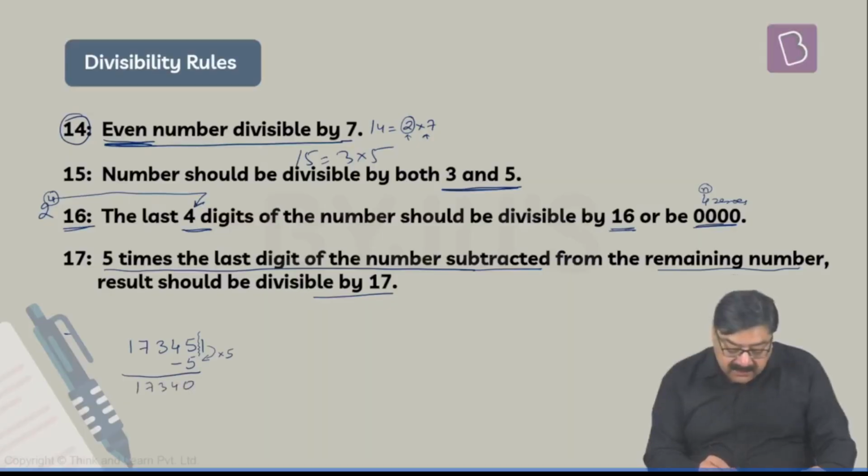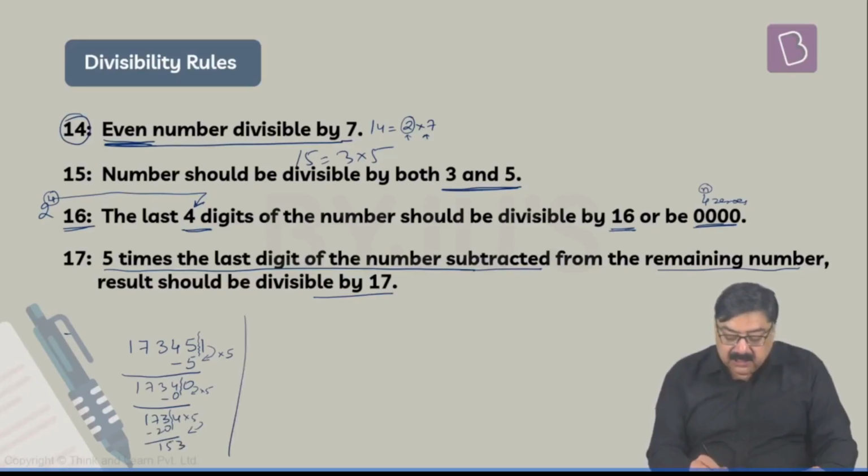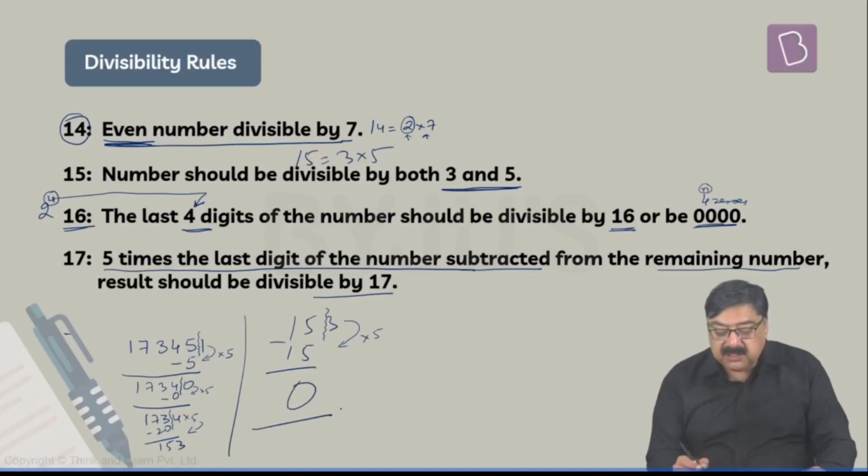1734. Again, 5 times 0 is going to be 0. So you should get 1734 only. Now 5 times 4 is 20. Reduce that. So you get 153. Now in 153, take 5 times 3 and subtract it from 15, you get a number 0. So hence, this complete number is divisible by 17.